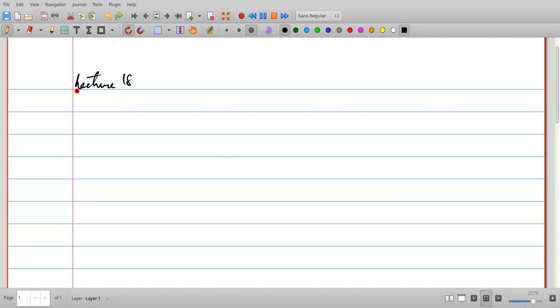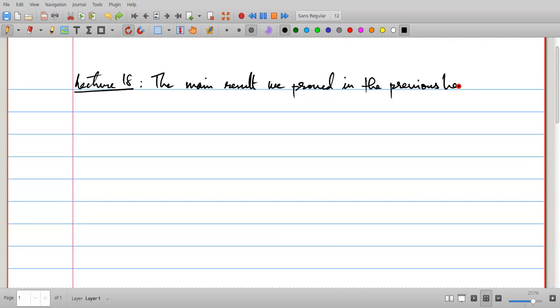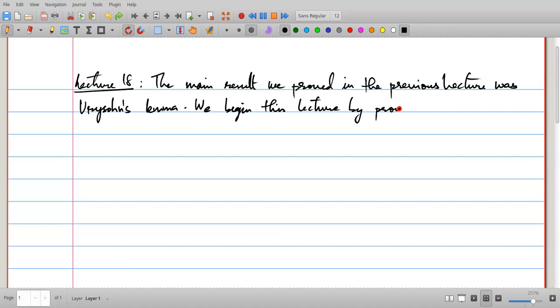So the main result we proved in the previous lecture was Urysohn's lemma. So we begin this lecture by proving the Tietze extension theorem.